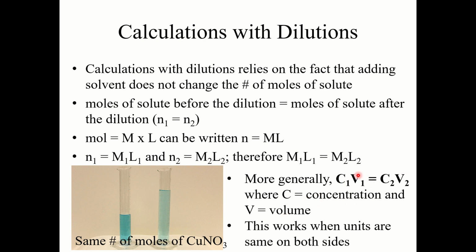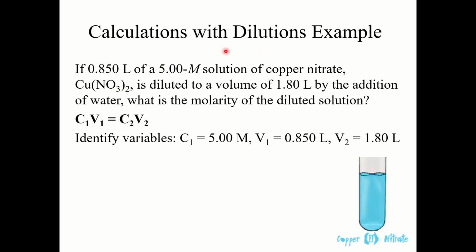It can be any units of concentration. It can be any units of volume. All that matters is that the units need to be the same on both sides. For concentration, you can use mass. You could use grams here as long as it's grams on both sides. You could use moles as long as it's moles on both sides. Or with the volume, you could use liters or milliliters as long as the volume unit is the same on both sides. Let's look at an example.